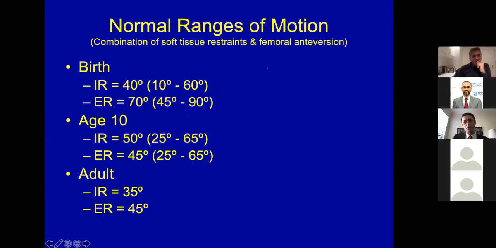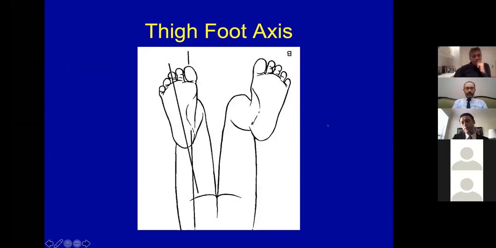This is the normal range of motion at the hip. At birth, we have internal rotation at 40 degrees and external rotation at 70 degrees. As the child matures, the hip internal rotation and external rotation usually match up very closely to be symmetrical. Internal rotation is very close to external rotation at the hip. Then by clinical exam, you will know whether it comes from the femur or not.